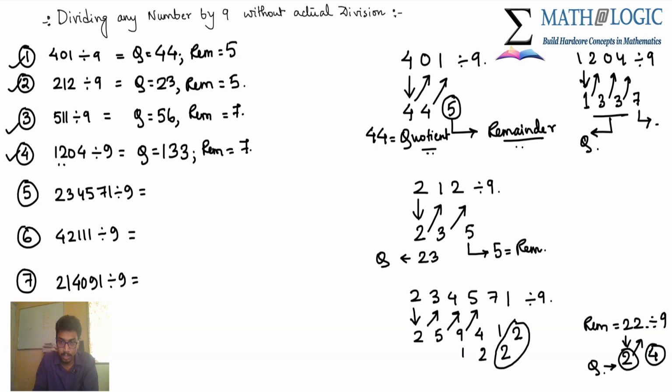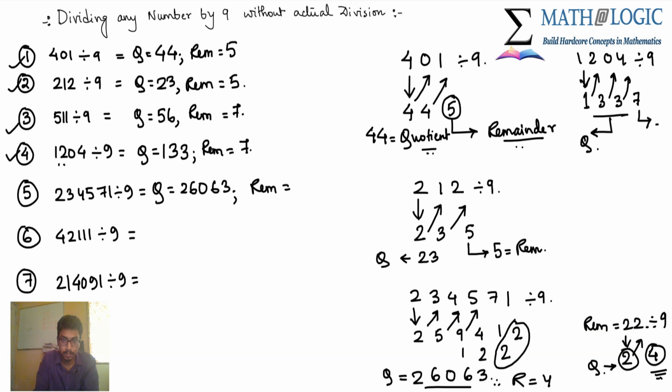Okay. So in this case the quotient will be 2, 9 plus 1 is 10. That means it is becoming 6, 0. 4 plus 2 is 6 and 1 plus 2 is 3. So this is the quotient and what was the remainder? Remainder is 4. Okay. So the quotient is 26063 and the remainder is 4. Understood with this?